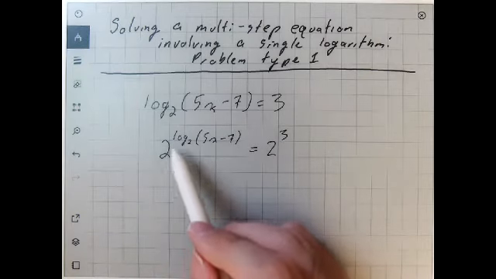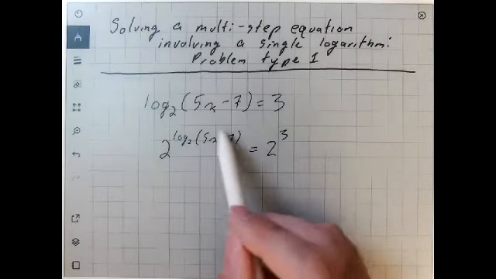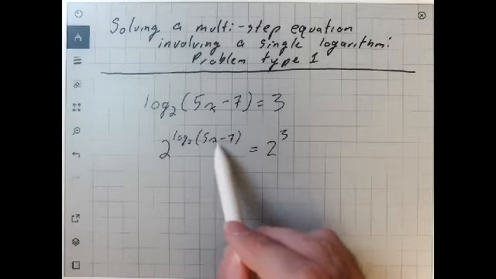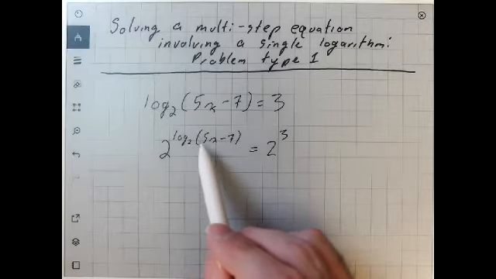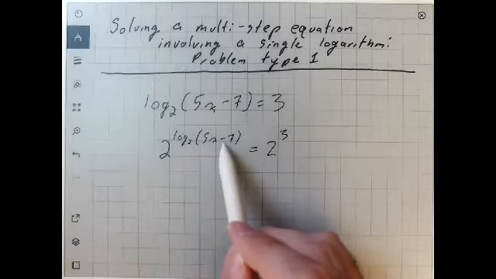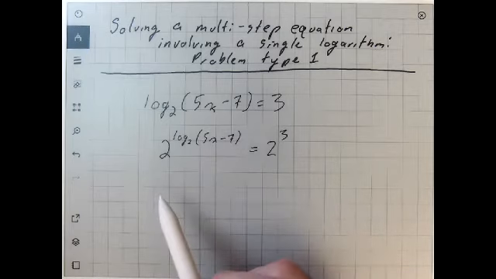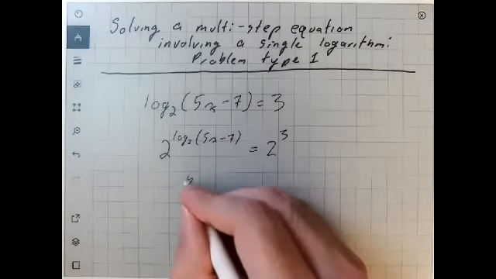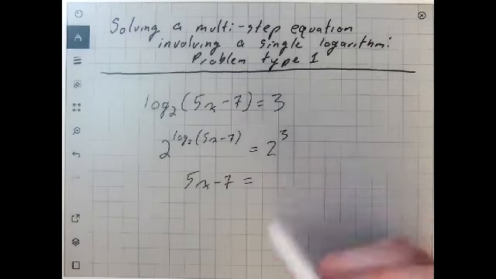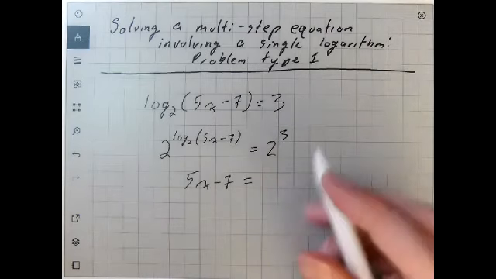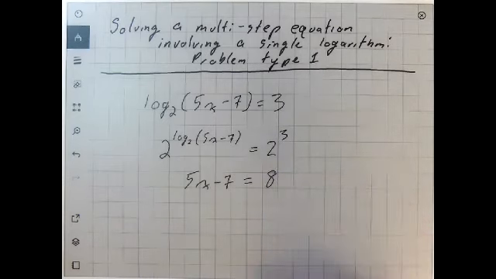Next, 2 raised to the power of this logarithm. Well, this logarithm is asking us, what power do we raise 2 to in order to get 5x minus 7? And then we raise 2 to that power. So that means we're going to get out 5x minus 7. On the right-hand side, 2 raised to the third power is 8.